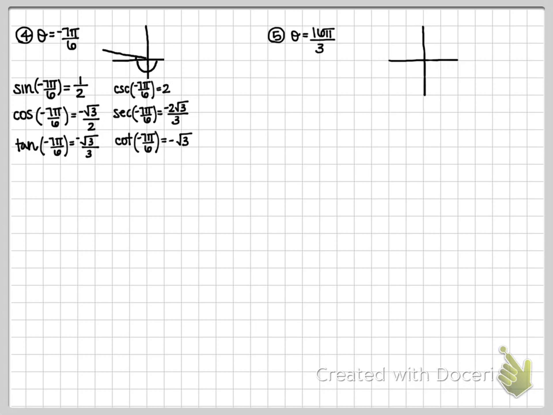So I know, and I'm just going to count. So there's 1 pi, which is really 3 pi over 3, 6, 9, 12, 15, 16. So I think I'm down here, assuming that I counted correctly.